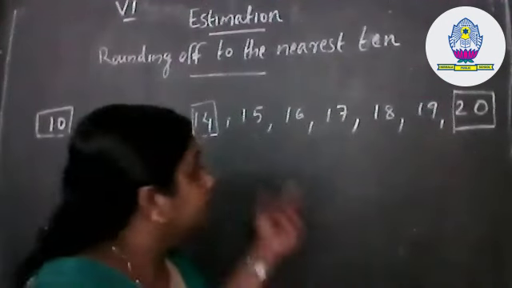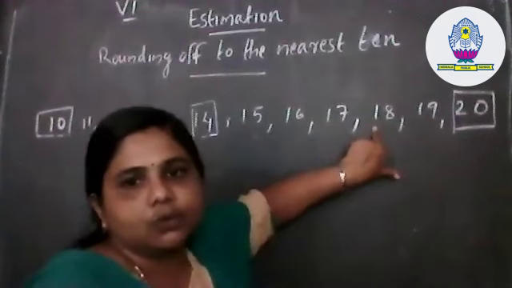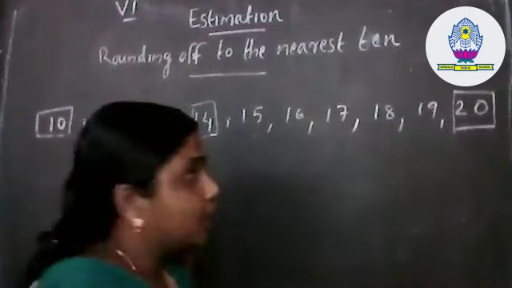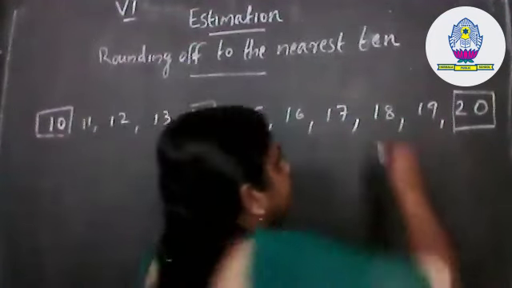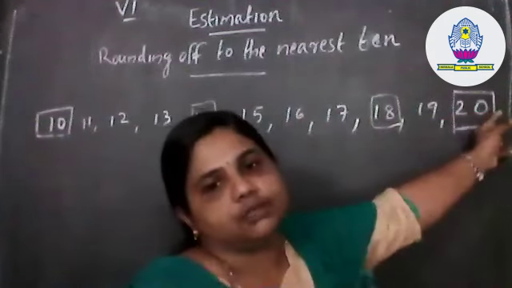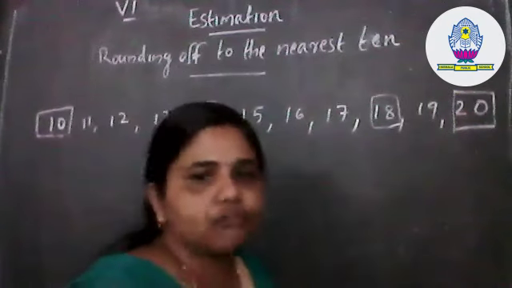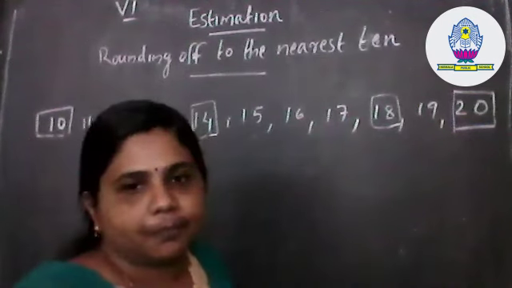But the nearest 10 of 18. 18 നോട് നിയറസ്റ്റ് ആയി നിൽക്കുന്ന 10 ഏതാണെന്ന് ചോദിച്ചാൽ ഏതാണ്? 10 ആണോ 20 ആണോ വരിക? The nearest 10 of 18 is 20. ഇതാണ് എസ്റ്റിമേഷൻ ഓഫ് നിയറസ്റ്റ് അല്ലെങ്കിൽ റൗണ്ട് ഓഫ് ടു ദ നിയറസ്റ്റ് 10. നിയറസ്റ്റ് 10ലേക്ക് മാറ്റുക എന്ന് പറയും.